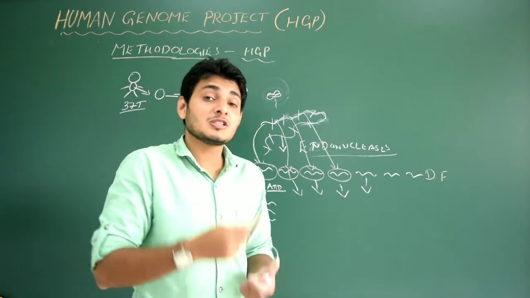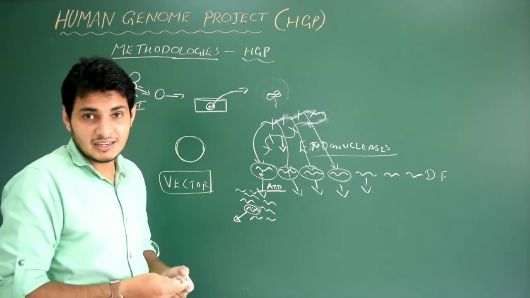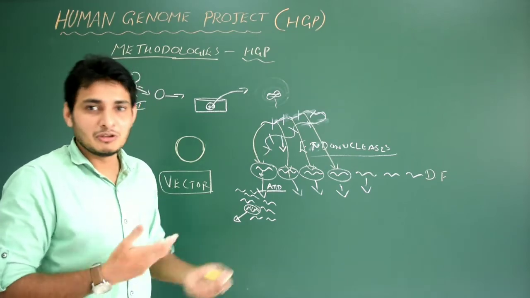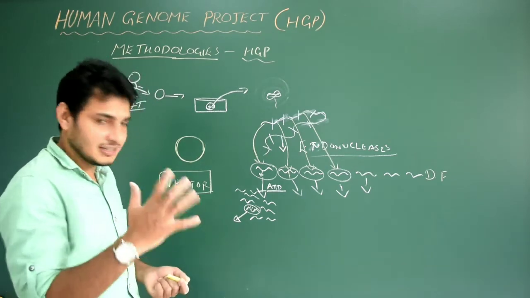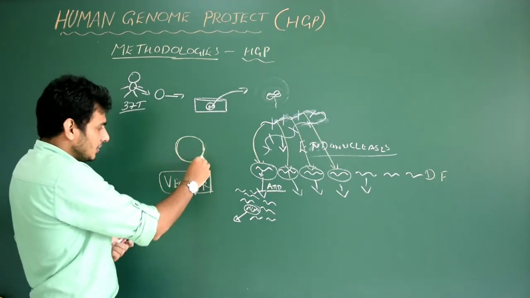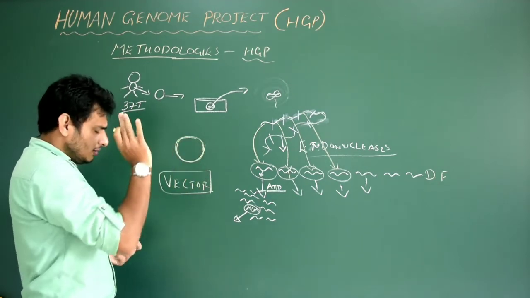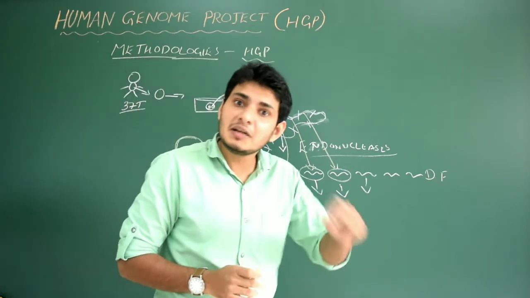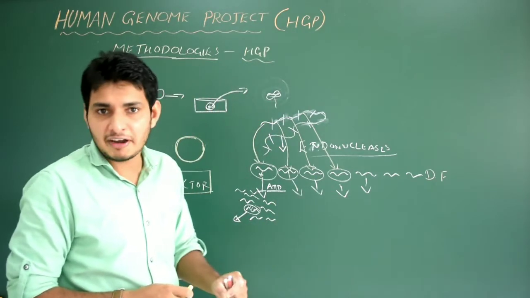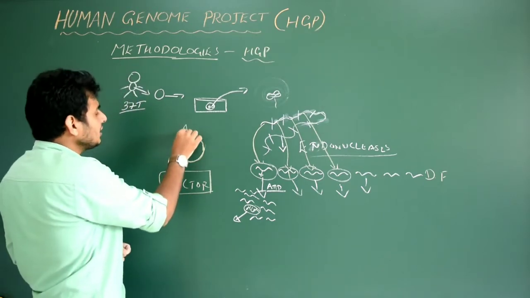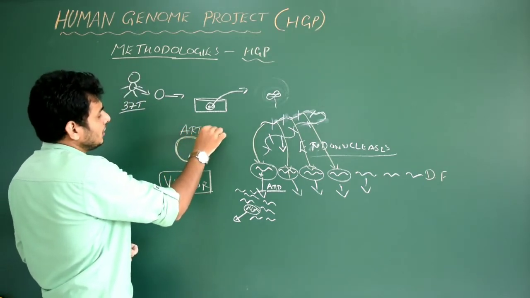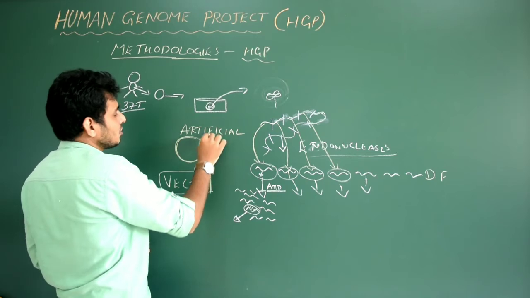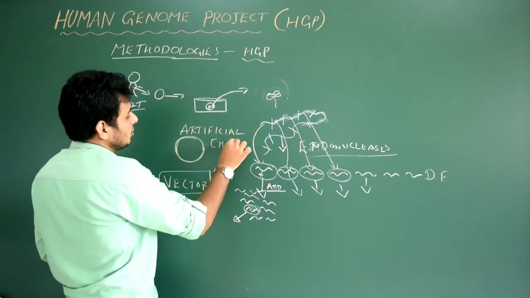What is the other speciality of this chromosome? It can replicate without the help of anyone. Here, for this human genome project, they used a special vector. They built a special vector, an artificial vector, which is called an artificial chromosome.